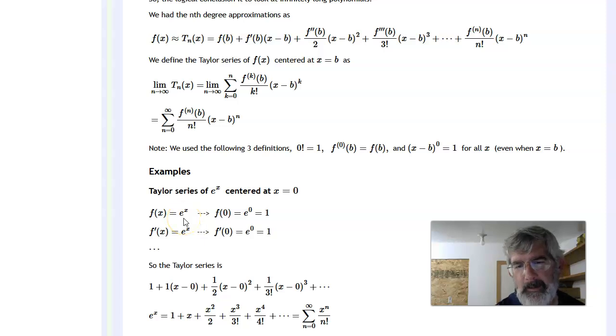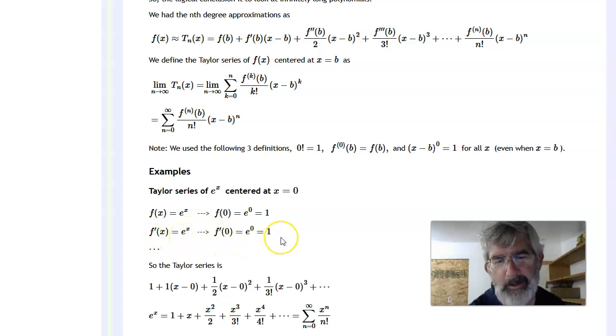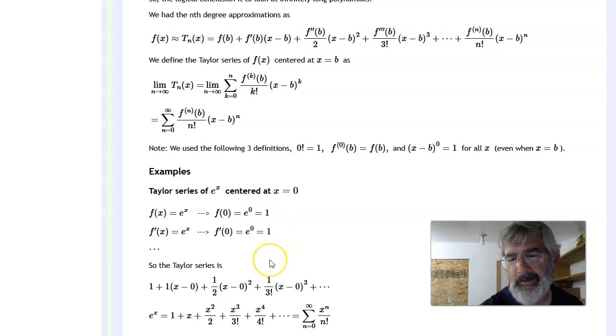So e to the x is, of course, the function. If I evaluate at 0, e to the 0 is 1. The derivative of e to the x is e to the x. Evaluated at 0, that's 1. The second derivative is e to the x. So all of the derivatives here at 0 are 1. So all of these numerators are all 1. And I'm going to be dividing by the appropriate factorials, right?